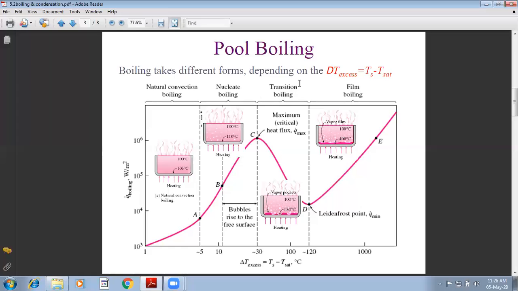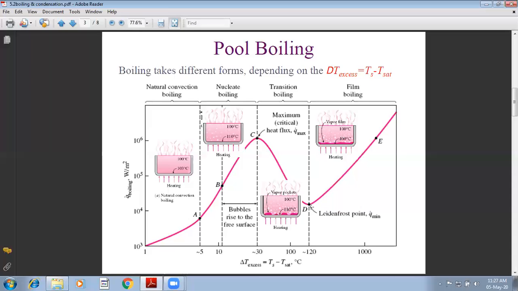Now, transition boiling is a region where there is a sudden drop in the heat flux in the range of 30 to 120 degrees excess temperature. The lowest heat flux point is termed as Leidenfrost point, and the highest heat flux point is termed as critical heat flux point.